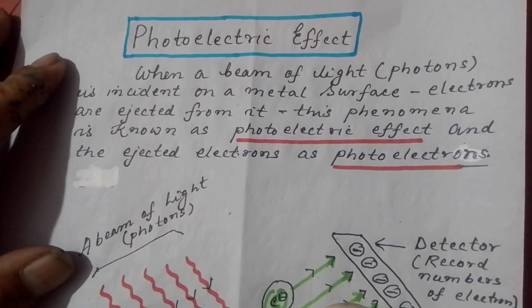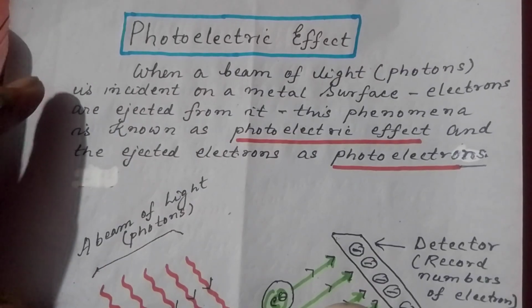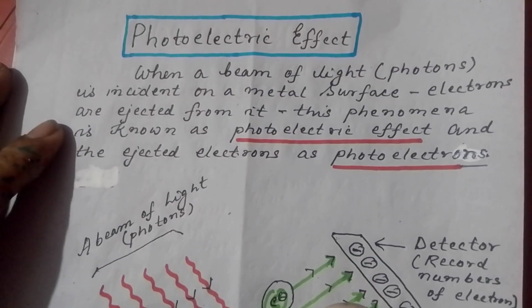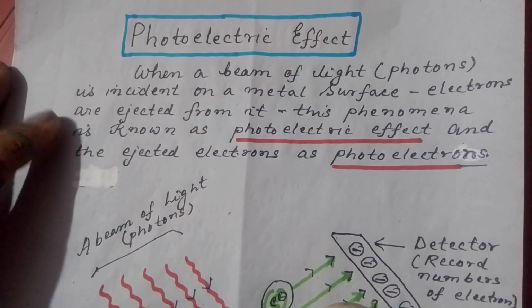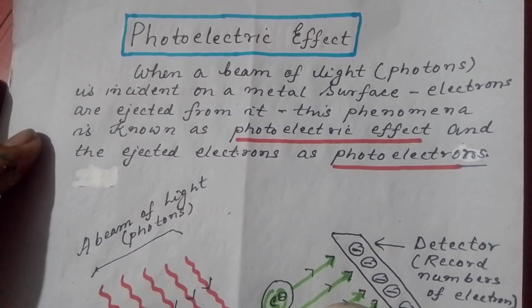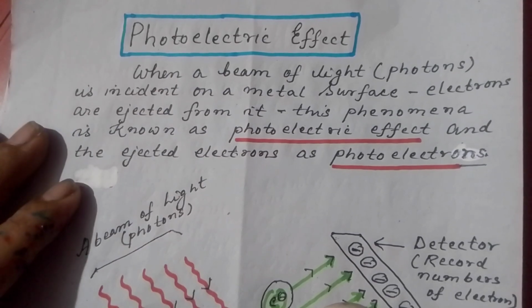Structure of atom. The section is photoelectric effect. Very important. It was propounded by a German physicist known as Heinrich Hertz in the year 1887. His photoelectric effect stated that when a beam of light, photons, is incident on a metal surface, electrons are ejected from it. This phenomenon is known as the photoelectric effect, and the ejected electrons taken out from the metal surface are known as photoelectrons.